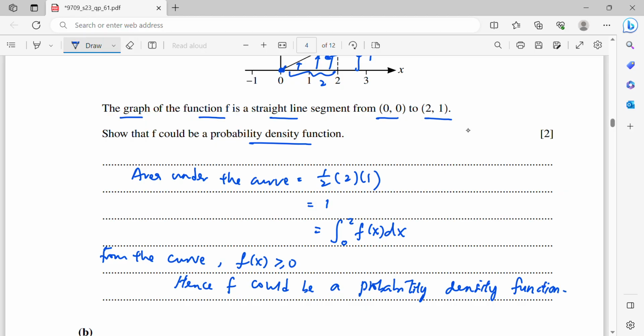Alright, so this is the solution for this question.